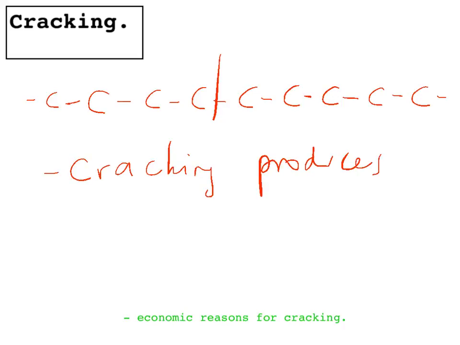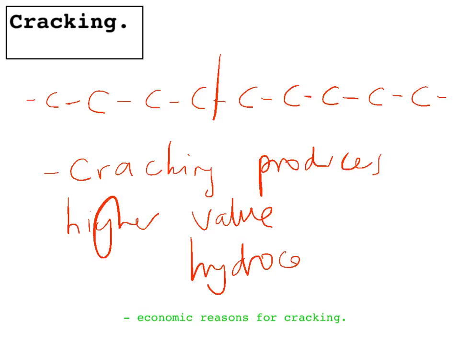So cracking produces higher value hydrocarbons, such as petrol. So we turn something that is not as high value into petrol, which basically you cannot get enough of petrol. It'll always be used and be useful.